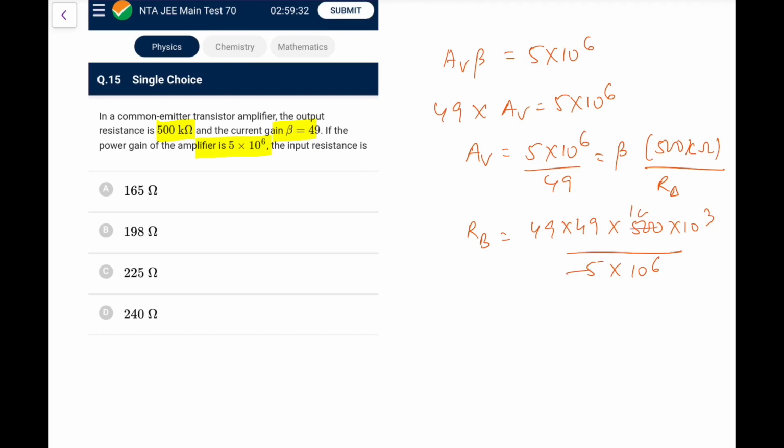So this goes 100, cancel it, it becomes 49 into 4.9. So 49 into 4.9, you can make 5 5s are 25, it would be less than 250, very close to that. You simplify it or you can solve it like this. 49 9s are 441, and 49 4s is 196 and 44, that is 240, so it would be 240.1, so it is 240 ohms that you can directly go for.